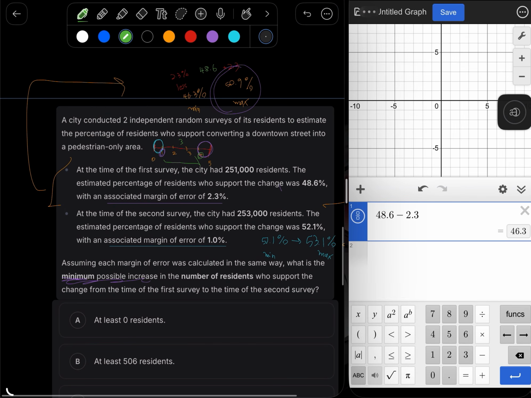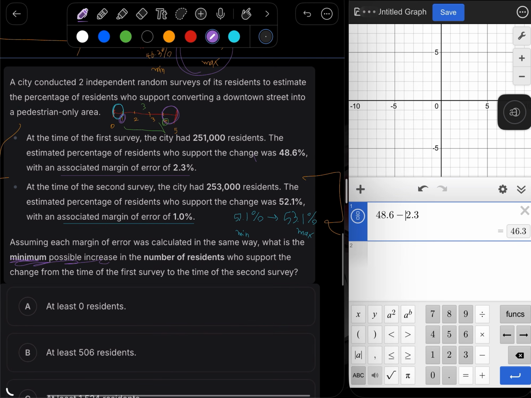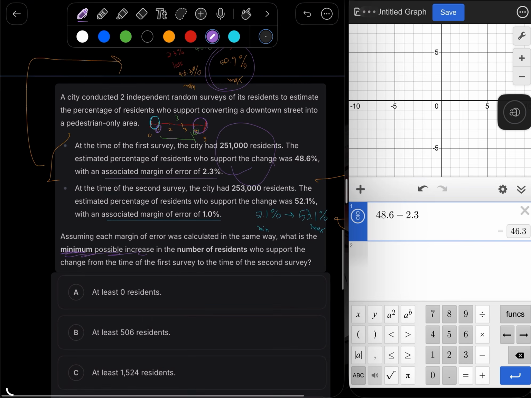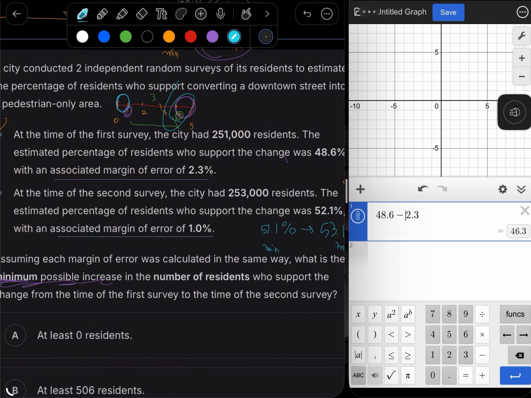This is a very similar scenario, right? Think of this as you, and think of this as your friend's area. We want the largest possible percentage of your area, and we want the smallest possible percentage of your friend's area. That's how you get the minimum increase, or like the minimum distance you could think of.